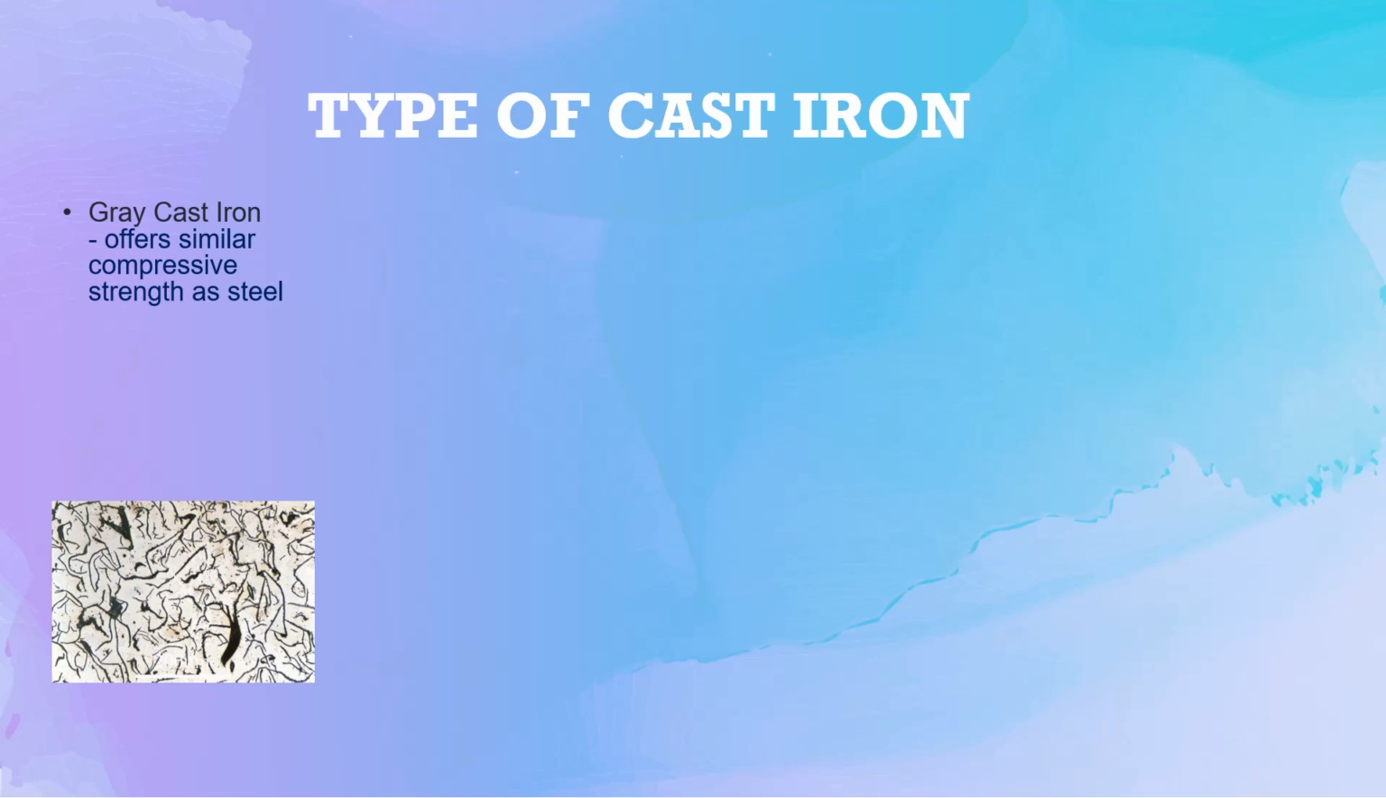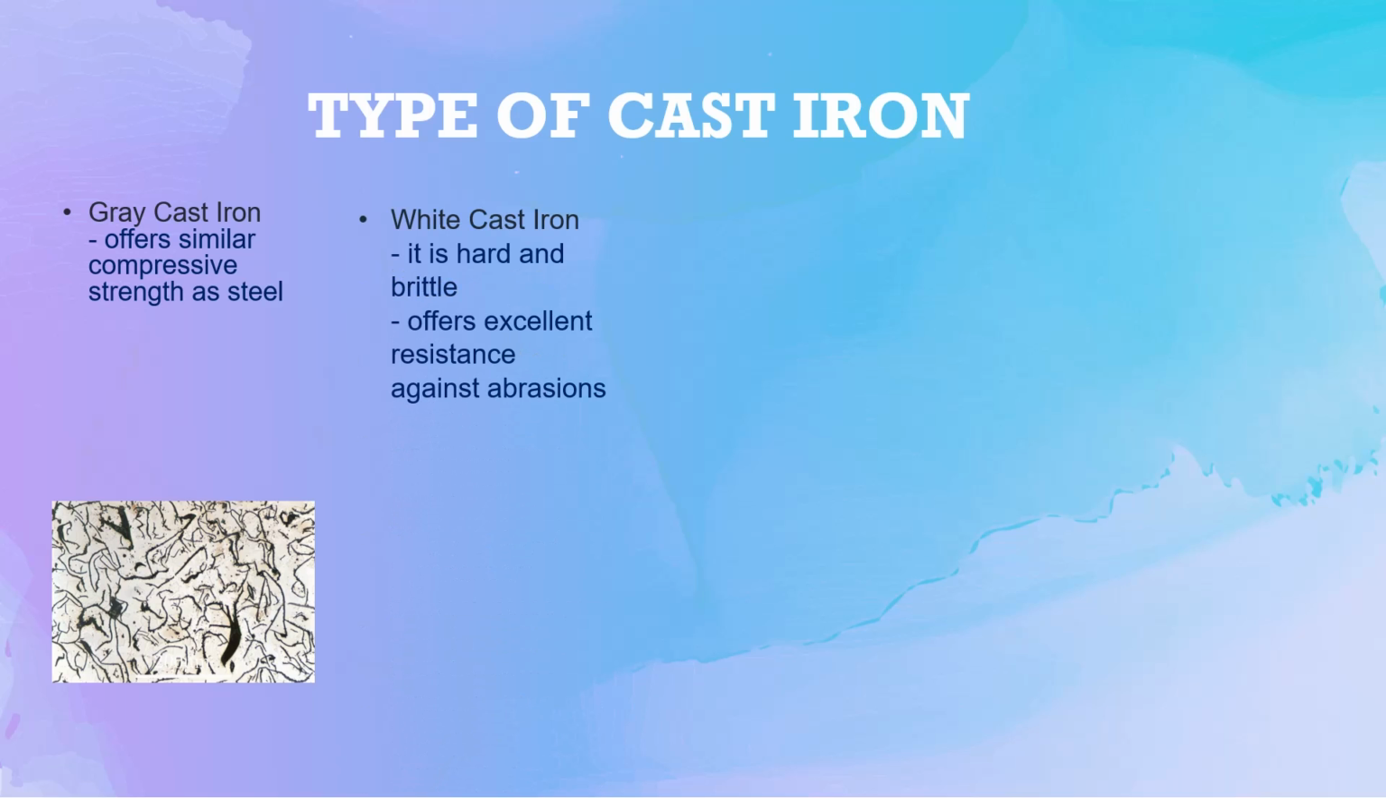Then when grey cast iron is produced, the fractures open up to reveal the grey colored graphite underneath the surface. Grey cast iron also offers similar compressive strength as steel. The next type of cast iron is the white cast iron. The white cast iron receives its namesake from its off-white color, which is the result of iron compounds known as cementite.